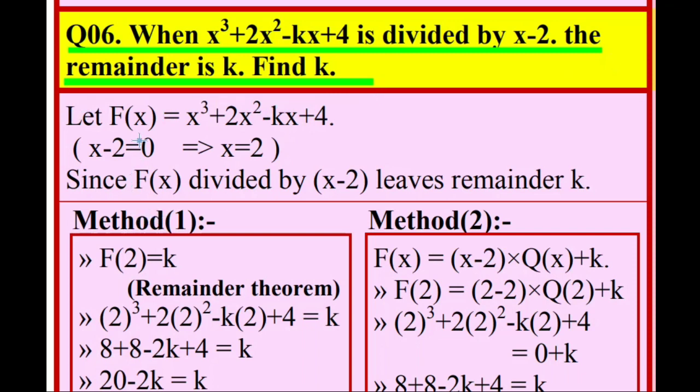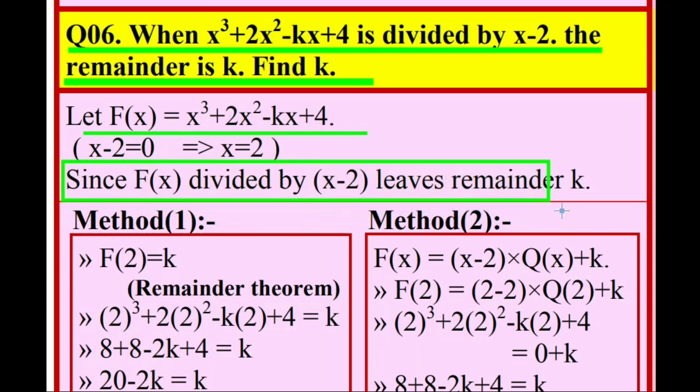Again we assume f(x) equal to the given polynomial x cube plus 2x square minus kx plus 4, and the same way we proceed. And now the theorem says that since f(x) divided by x minus 2 leaves remainder k, then according to the theorem f(2) is equal to k. f(2) is the remainder obtained according to the theorem, and k is the remainder that is mentioned in the question, hence f(2) is equal to k.